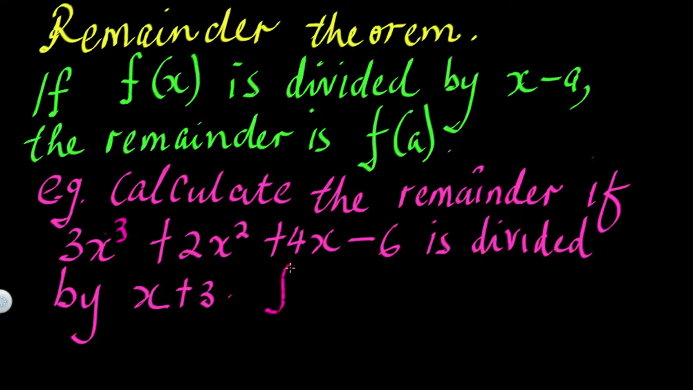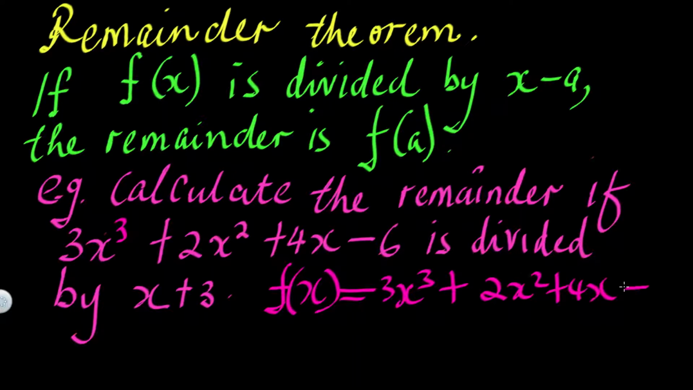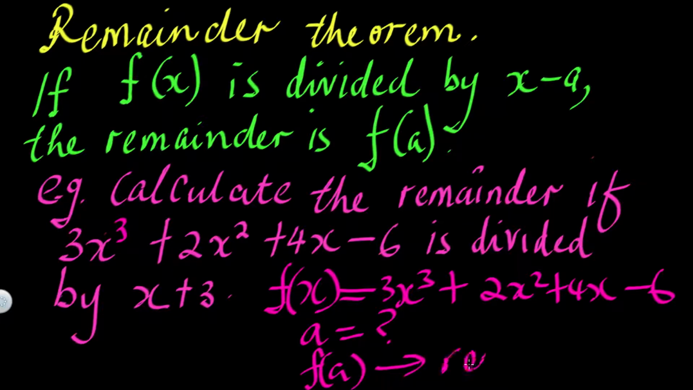So f of x is equal to 3x cubed plus 2x squared plus 4x minus 6. We know this f of x, but we don't know our a. We have to find our a. So you find a first, then you find f of a, which is our remainder. This is our remainder.